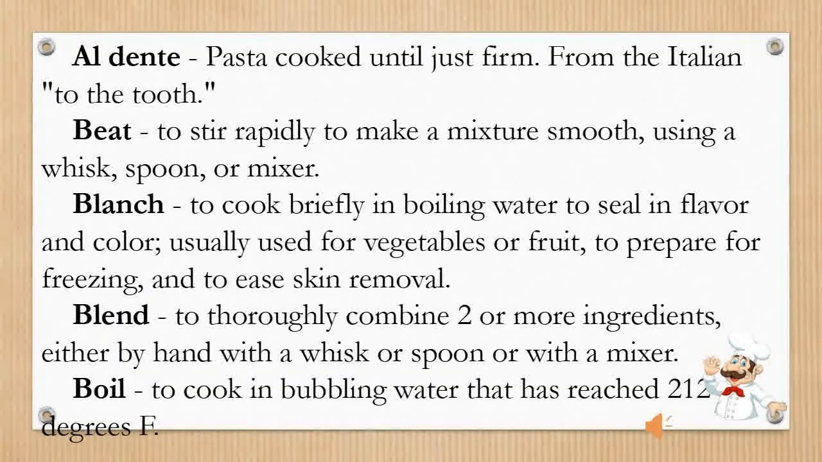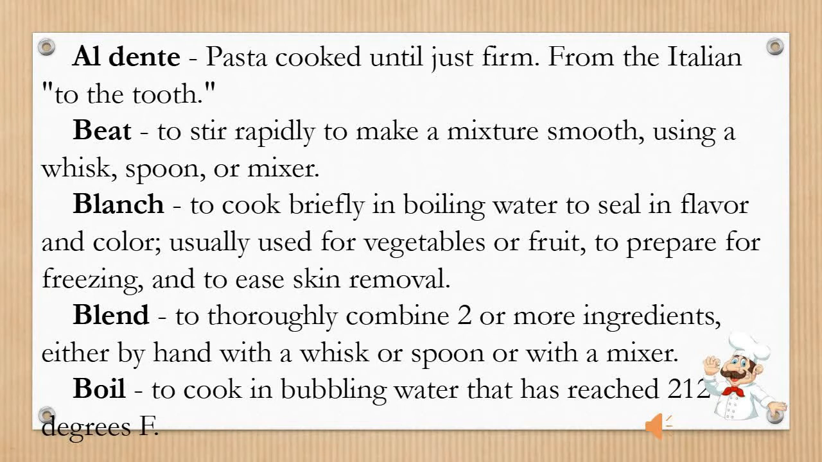Before we proceed to our discussion, let's unlock the difficulties that we may encounter during the discussion. First, al dente means cooked until just firm, from the Italian "to the tooth." Beat: to stir rapidly to make a mixture smooth using a whisk, spoon, or mixer.